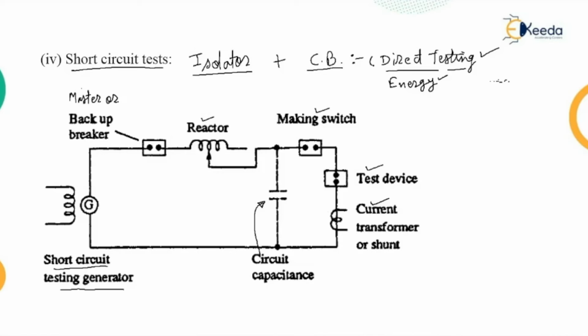So this is first called direct testing, and the other one which we are discussing is called the short circuit testing laboratory. That is, testing is done in the laboratory, in the lab. Now, in order to test the circuit breakers at different voltages, at different short circuit currents, the short circuit laboratories are provided. The schematic layout of that is shown here.